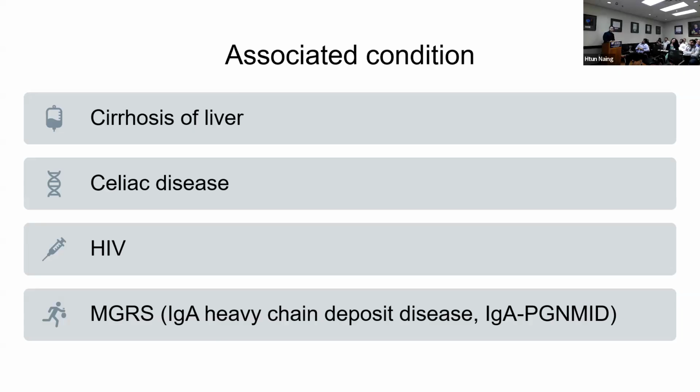In celiac disease, lymphoid tissue of the GI tract can trigger production of galactose-deficient IgA that can also be associated with IgA nephropathy. HIV can also trigger IgA nephropathy, and then MGUS, of course. If you have a plasma cell dyscrasia, you can produce IgA heavy chain deposits in the kidney, or GN with monoclonal immunoglobulin deposits of IgA. So you have to rule out these associated conditions first before you consider this idiopathic IgA nephropathy.